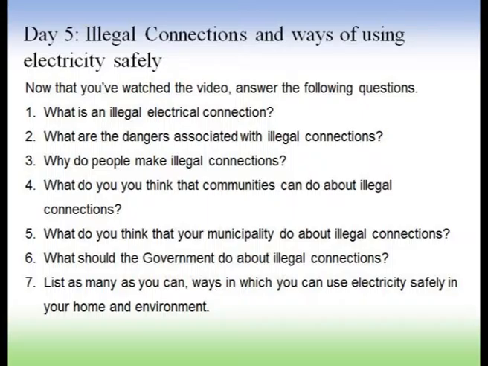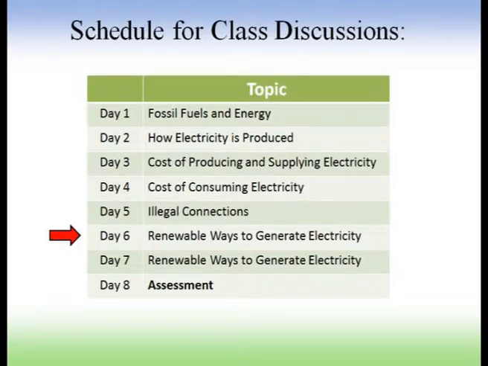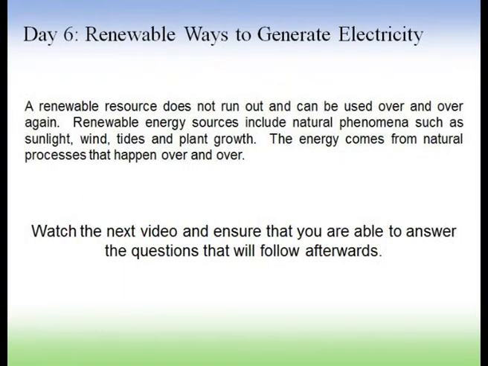And then lastly, coming to safety, list as many ways as you can in which you can use electricity safely in your home and environment. You are now on day 6, where you will be exploring renewable ways to generate electricity, and today we will be giving you firstly an overview, and thereafter we will look at solar energy.